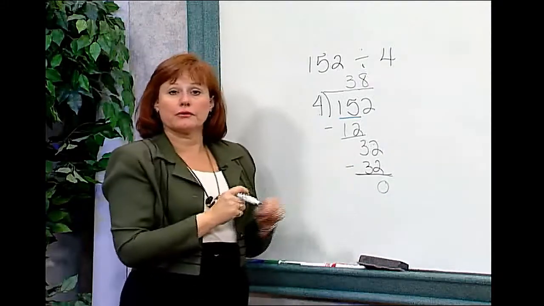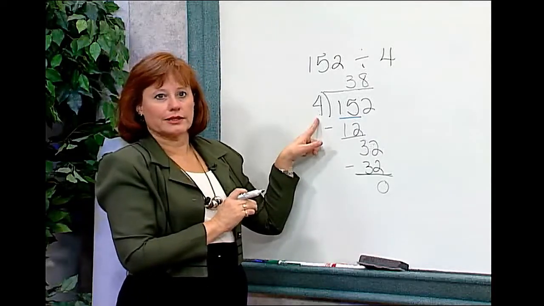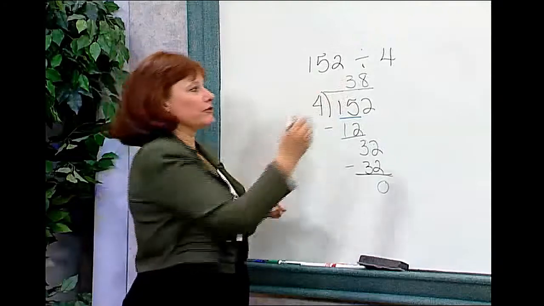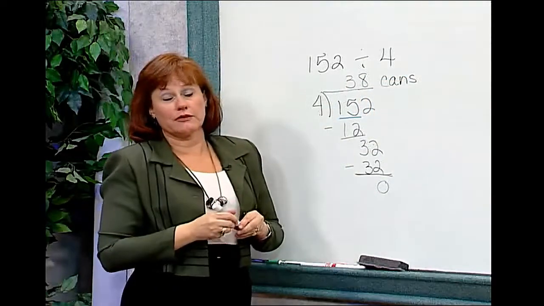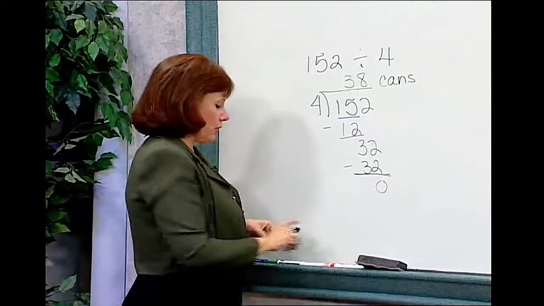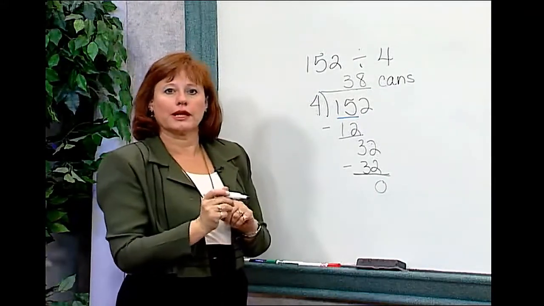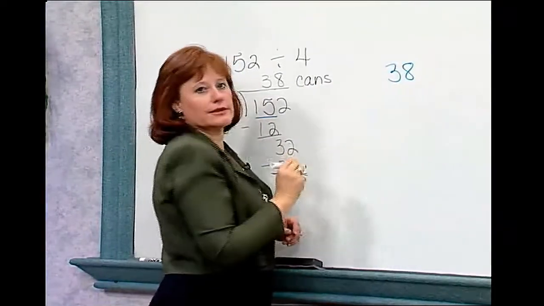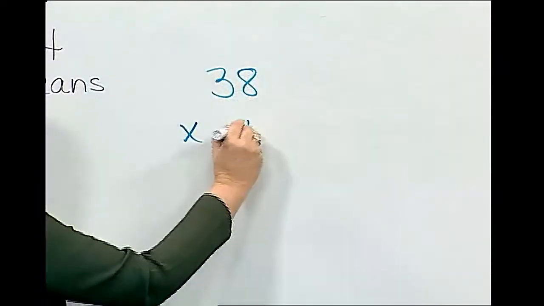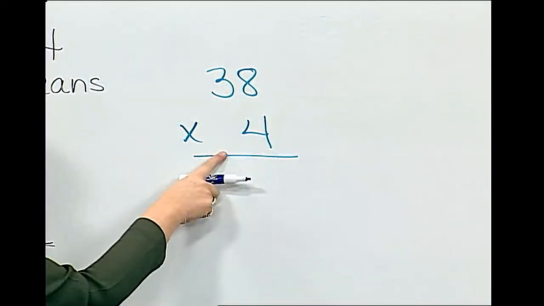I started with 152 cans of food. I divided them equally for 4 families, which gave 38 cans of food for each family. Now remember, when you're doing a division problem, you should always check your work. Your work should be checked by doing the reverse operation, multiplication. So I'm going to say I have 38 cans of food for each of 4 families.